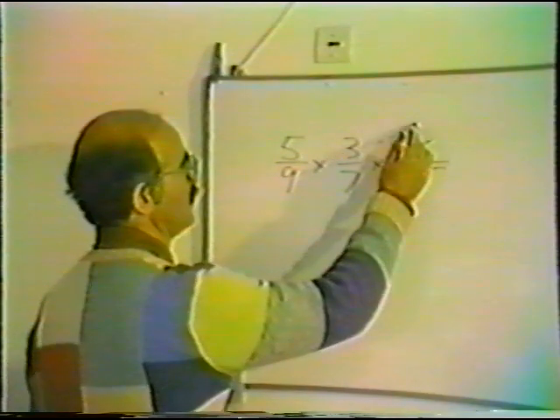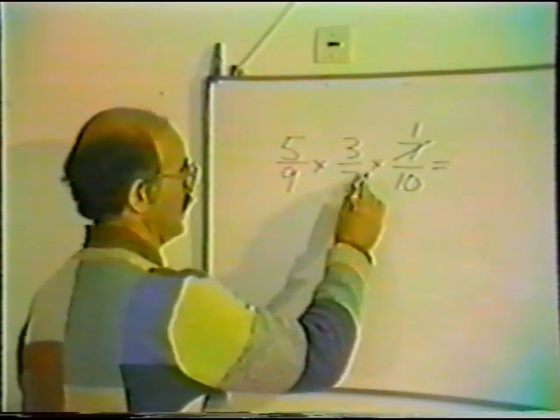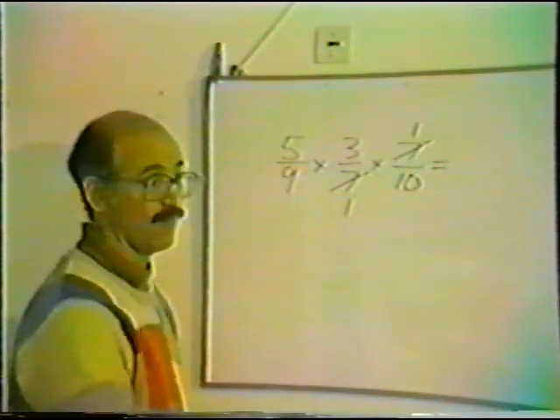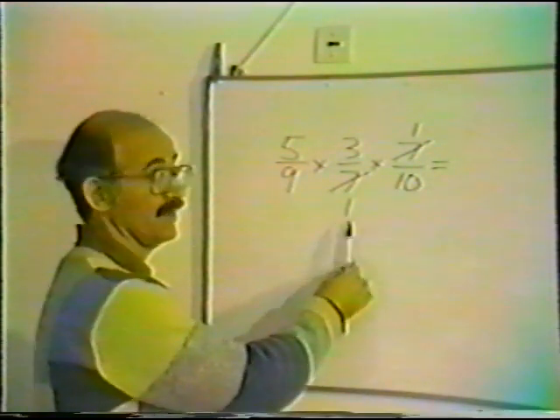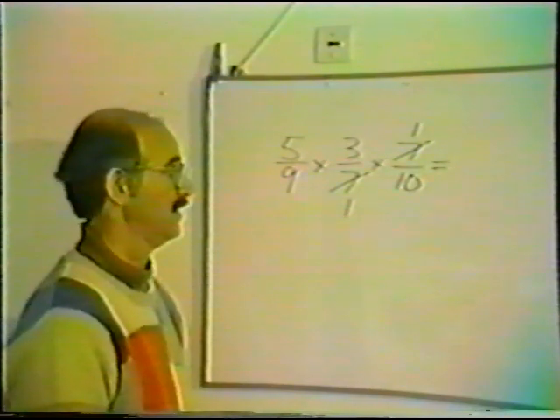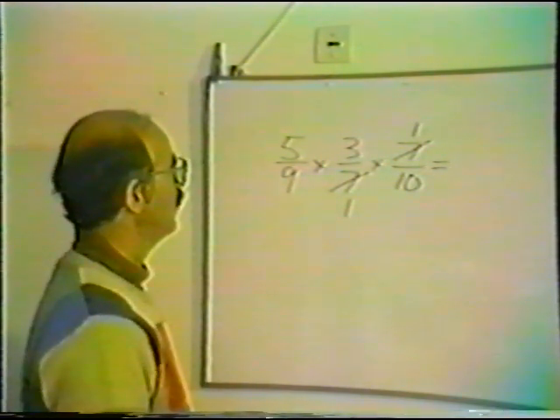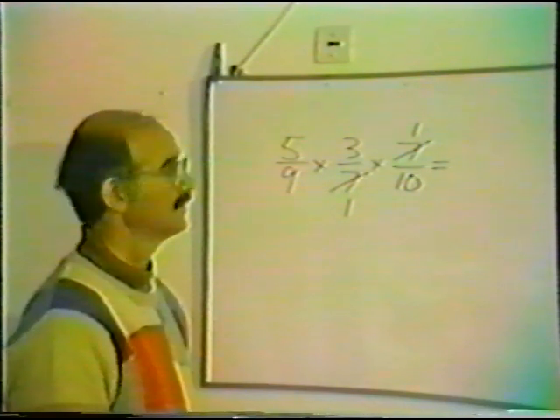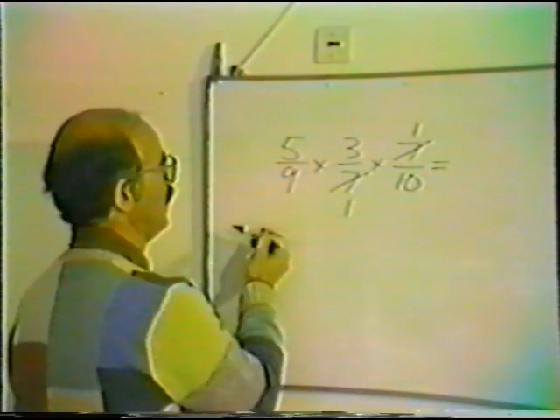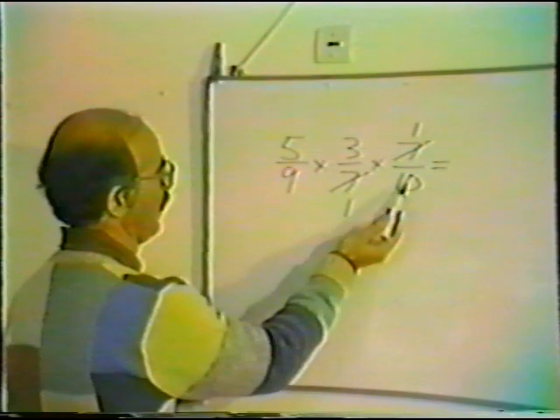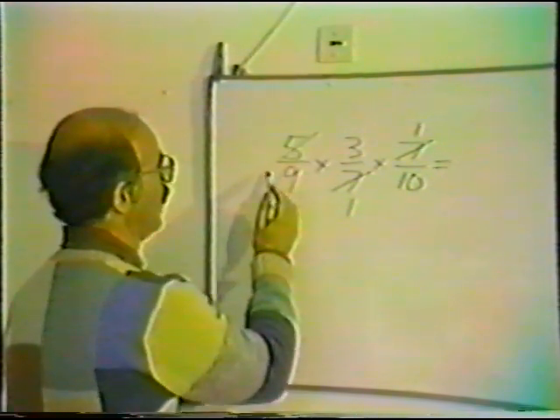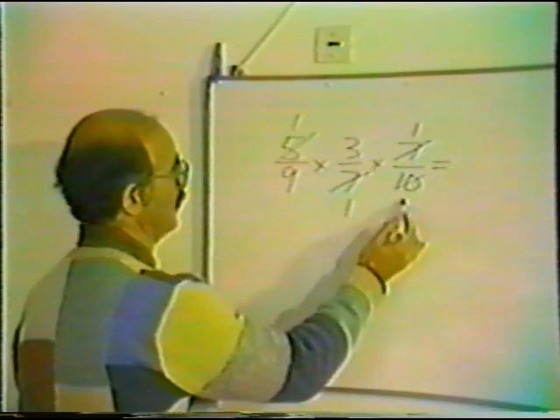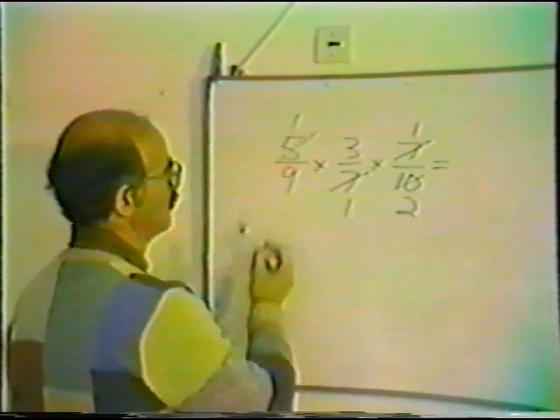7 into 7 is? 1. And 7 into 7 is? 1. And we like to have ones, because when you multiply by 1, you get the same thing that you started with. What is another pair of numbers that we can cancel? 5 and 10. What can we hit them with? 5. 5 into 5 is? 1. 5 into 10 is? 2. And we like to see those ones.